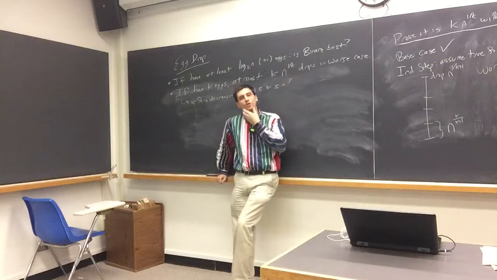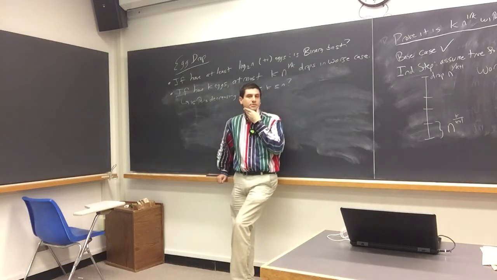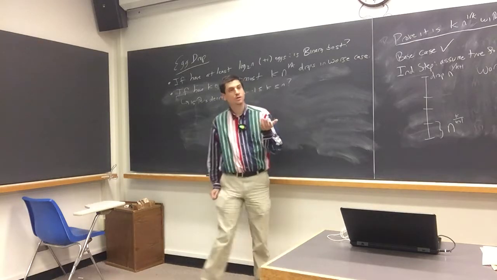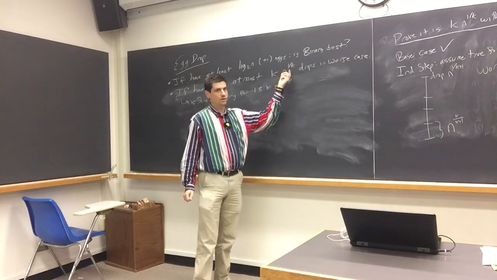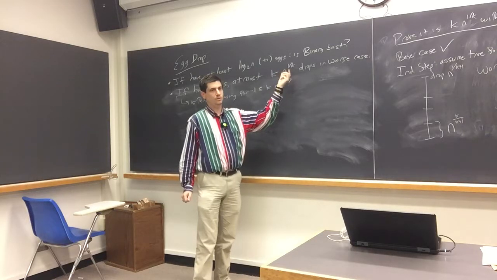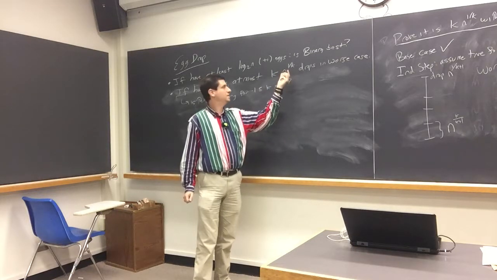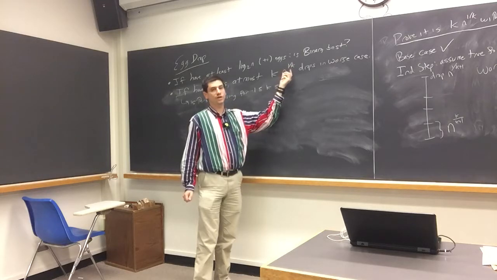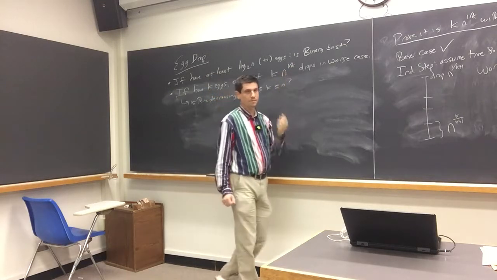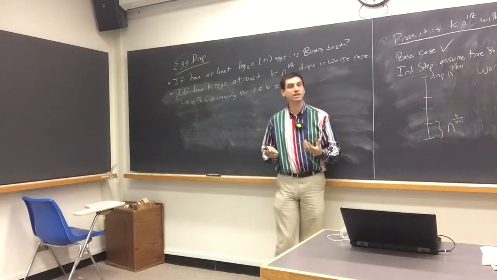What's the smallest n to the 1 over k could be? I'm sorry? No. As k goes to infinity, what does n to the 1 over k go to? 1. N to the 1 over k is at least 1.